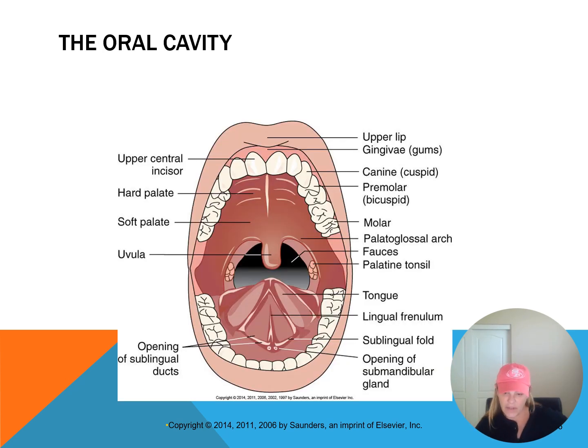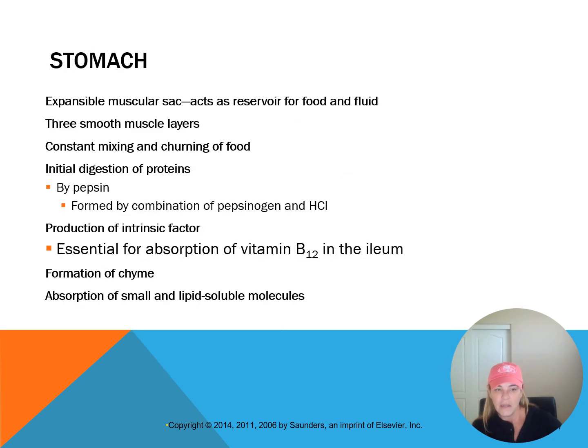So here's your oral cavity. Lots going on in the mouth, with the different teeth and the tongue and the ducts and the salivary glands. Then you have your stomach, an expandable sac. It acts as a reservoir and also does the initial breakdown of some of the food. It has muscle layers that can churn that food and mix it with the enzymes and the hydrochloric acid that helps to break down that food.